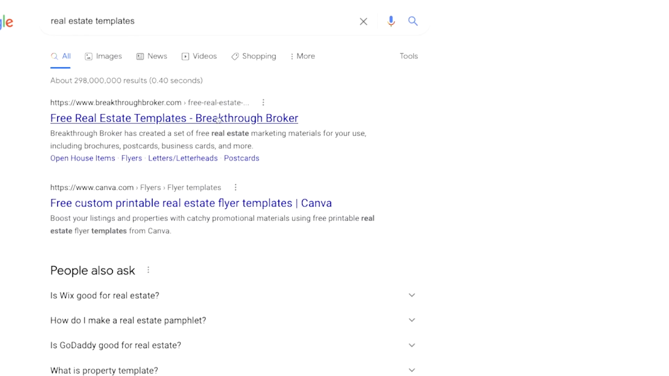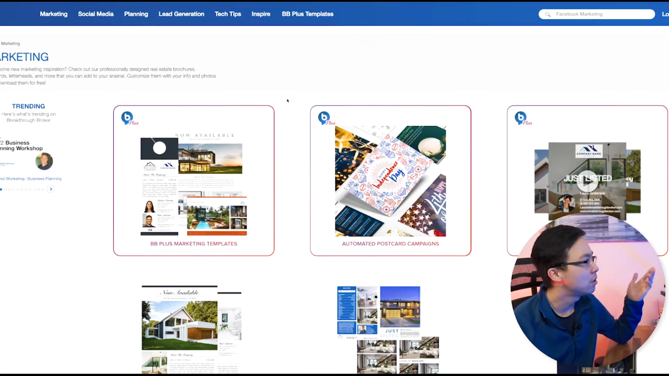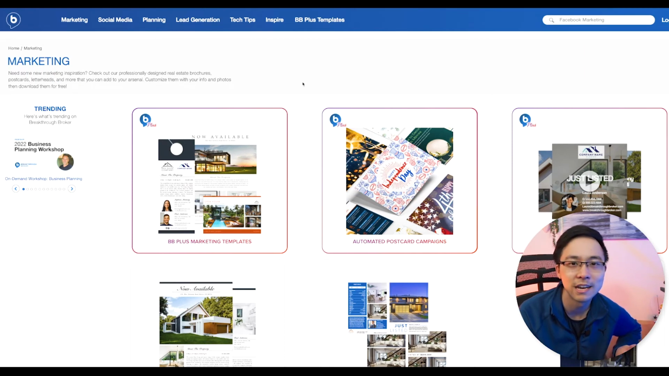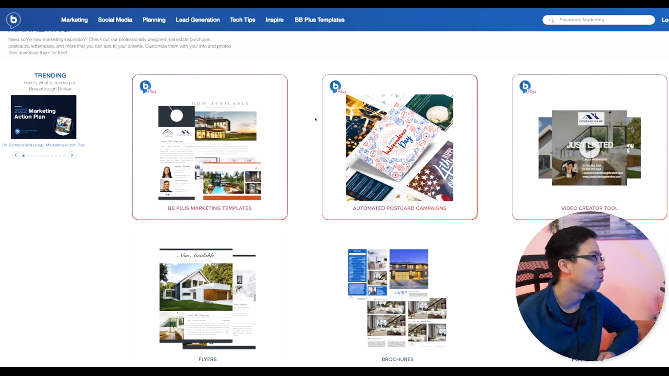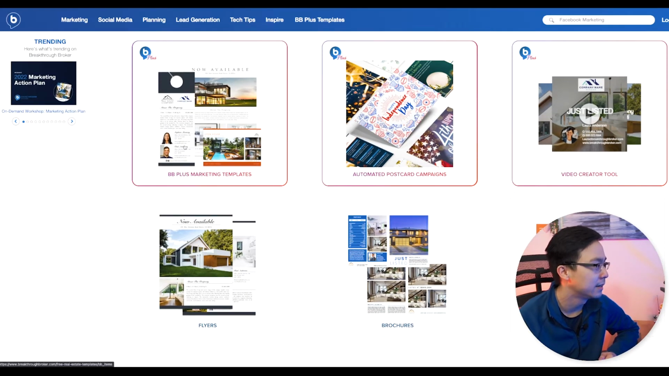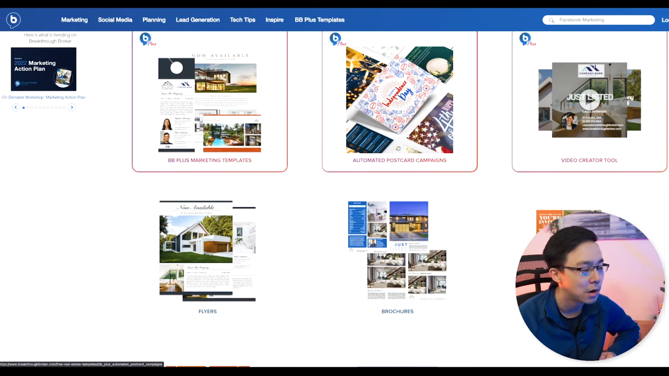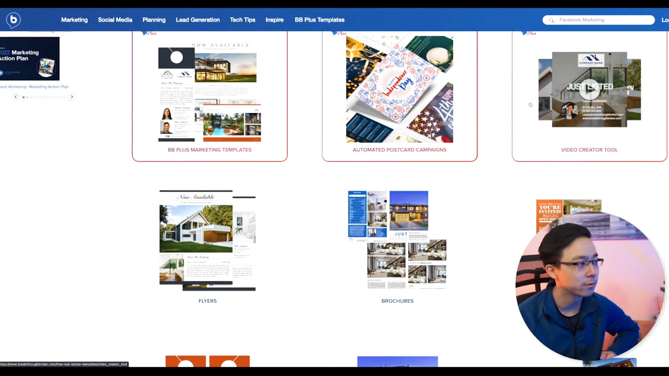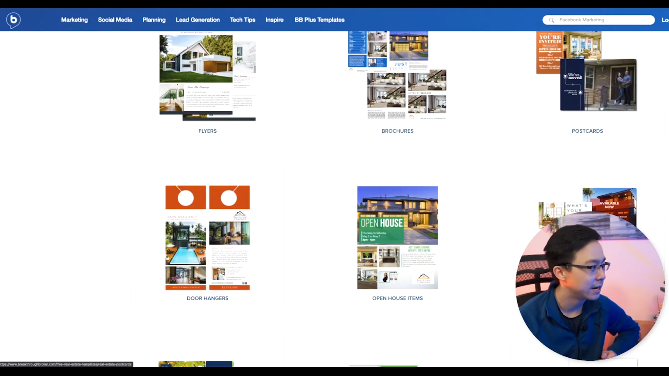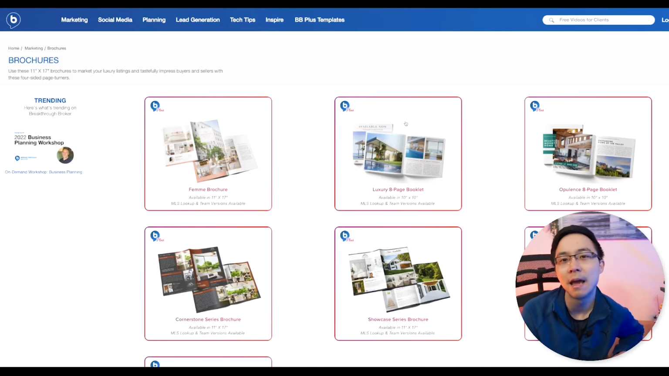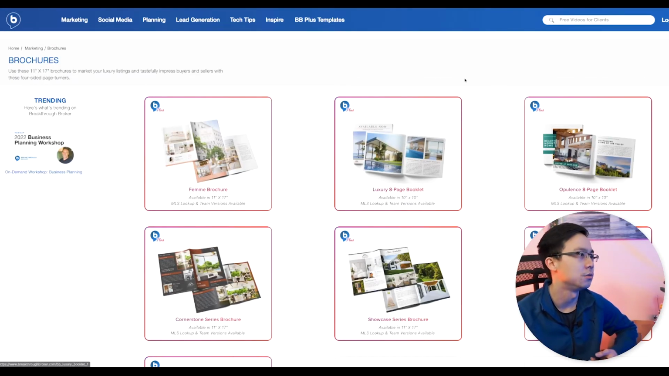And when I do that, what I can see is that there's something called breakthroughbroker.com, which is providing free real estate templates. And lo and behold, this website looks more or less like just another version of the worksheet site that we saw in education. So what exactly are we looking at here? Well, we've got a BB Plus marketing templates section. We've got an automated postcard campaign section, a video creator tool. We've got brochures, flyers, postcards. These are all the sorts of templates that any realtor would want to look at.